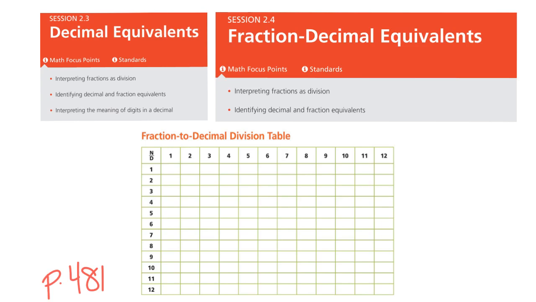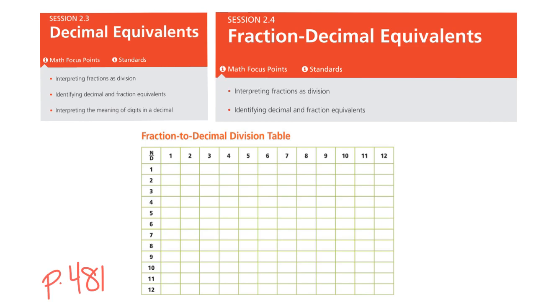So what I did was I combined 2.3, which is looking at decimal equivalents, and then I also combined that with 2.4, which are fraction and decimal equivalents. So today you're going to be just looking for patterns within this division table.